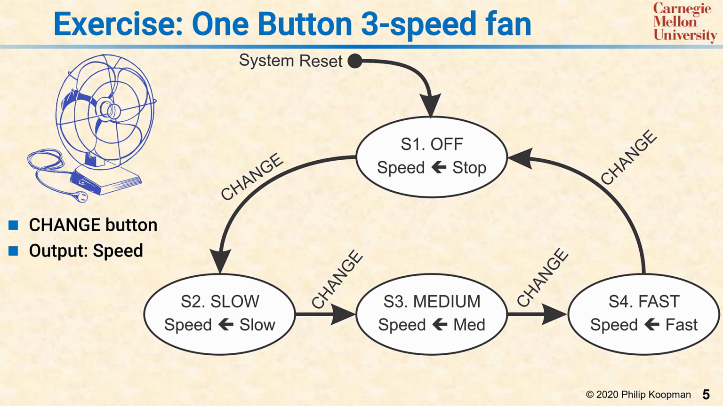Okay, so this works, but it's kind of inconvenient because if the fan's at slow, you have to press the button 3 times to turn the fan off. Maybe customers would like to have a fan that you can turn off no matter what, but that will require a second button. We'll take a look at that type of design next.